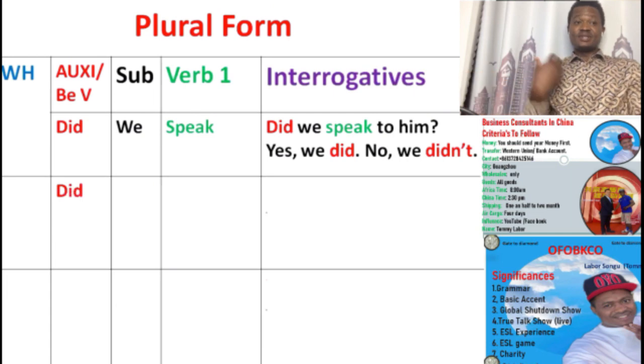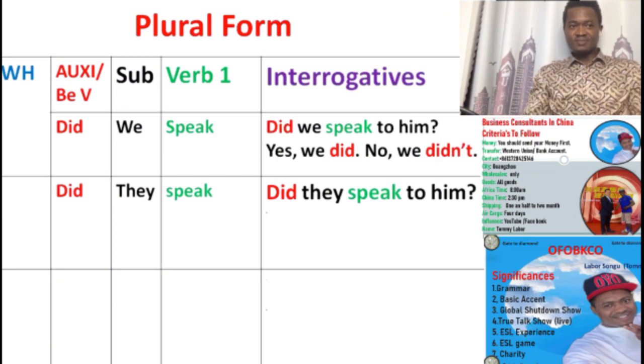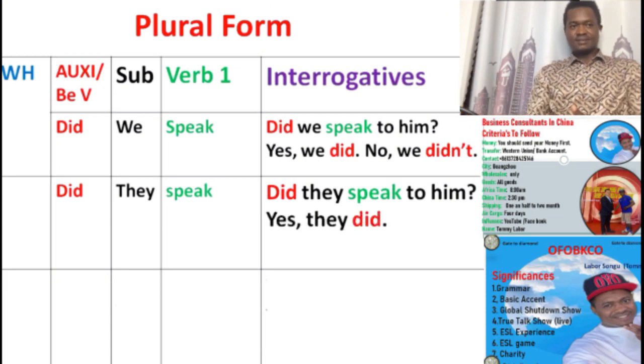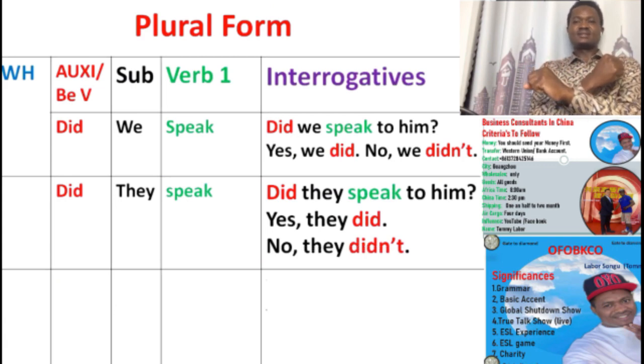The auxiliary verb did. The subject they, and the V1 verb speak, and the interrogative form is going to be what? Did they speak to him? So the answer is going to be what? Yes, they did. So the negative form is going to be, no, they didn't.